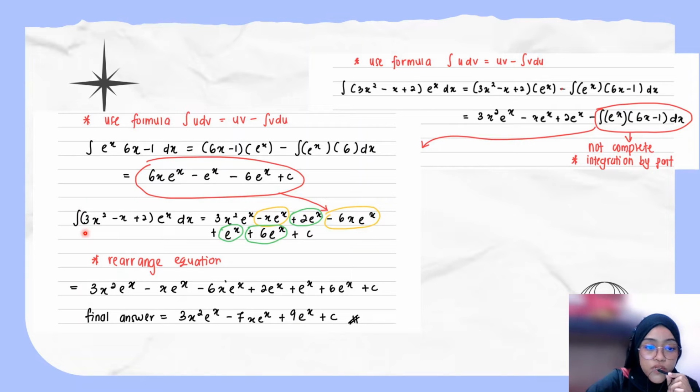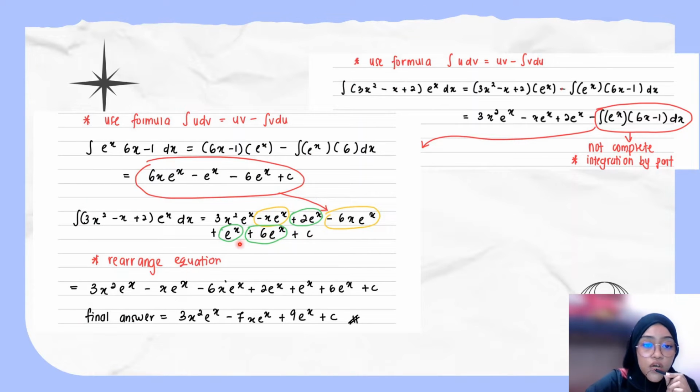So what we need to do is the integration of (3x squared - x + 2) e^x dx. This is equal to, here is the equation, we need to write it back: 3x squared e^x minus x e^x plus 2e^x, minus, which this equation we have to write it here, 6x e^x plus e^x plus 6e^x plus C.